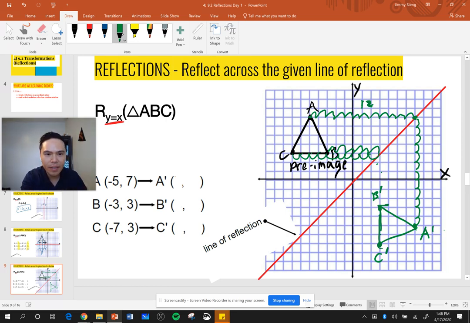A prime looks like it's going to be 7, comma -5. You might notice something here, right? And then 3, comma -3. I bet you the next one's 3, comma -7, right? So that's interesting. When we do a line of reflection of y equals x, notice how those x and y values actually flip from each other, right? But again, all we're looking at is how far away we are from the line of reflection, okay?